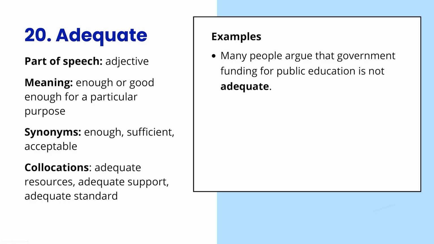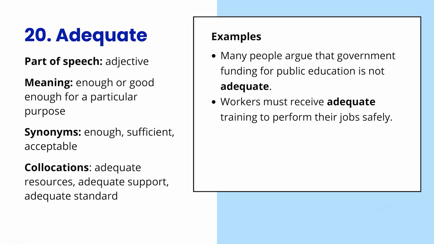So many people argue that government funding for public education is not adequate. So this is saying that governments are not providing enough money for public education. The funding is not enough. Workers must receive adequate training to perform their jobs safely. So this is saying that workers need to have enough training to perform their jobs safely.